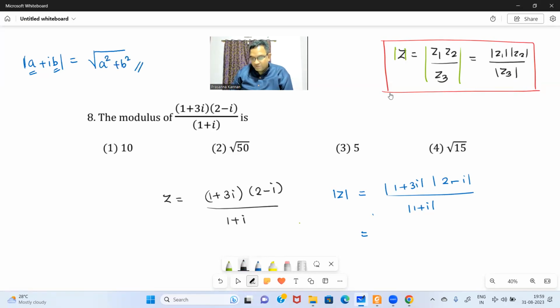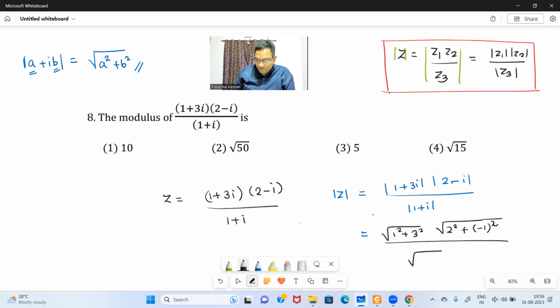Now, this will be nothing but root of 1 square plus 3 square. Next one will be root of 2 square plus minus 1 whole square, which will be anyways squared, right? So the negative sign doesn't matter. Denominator will be root of 1 square plus 1 square. That's it. So what is this, guys? 9 plus 1, 10, root 10 into 4 plus 1, 5, root 5 divided by root 2, right?